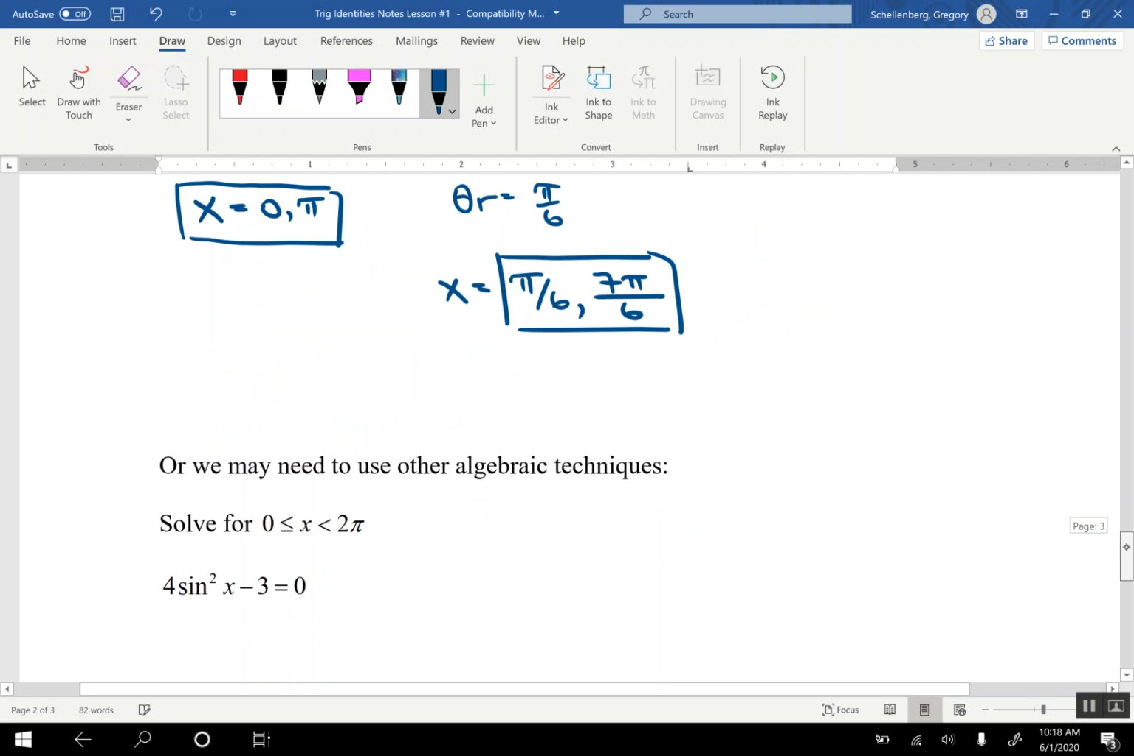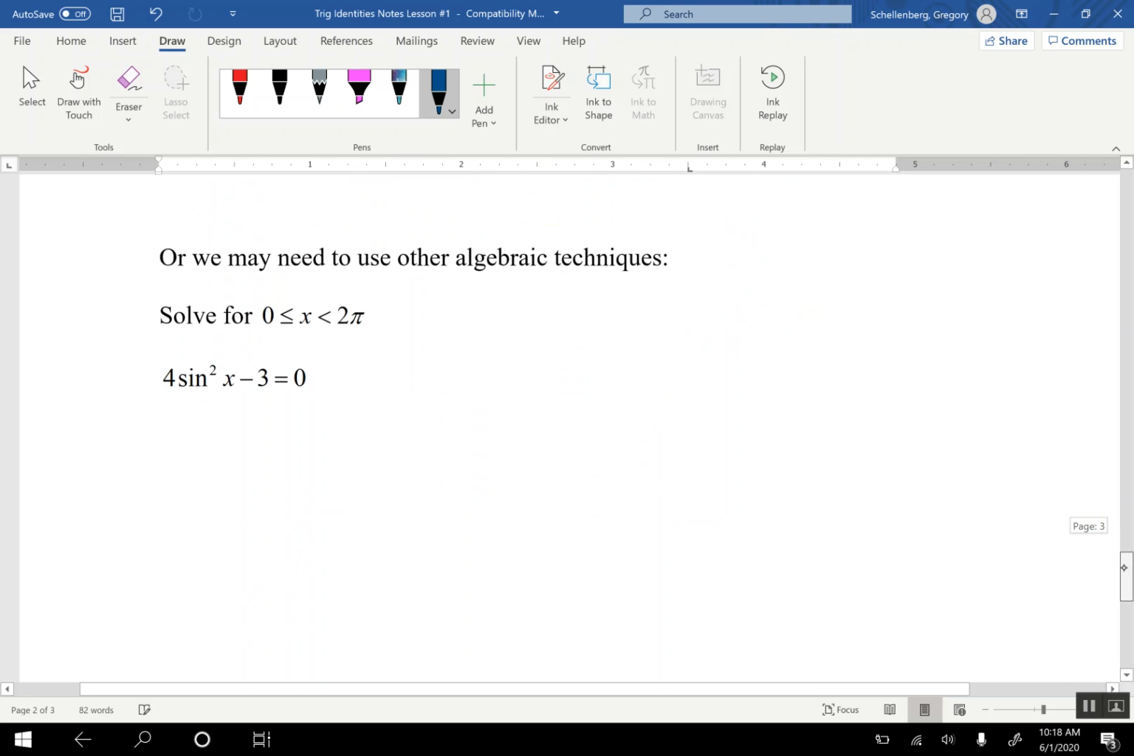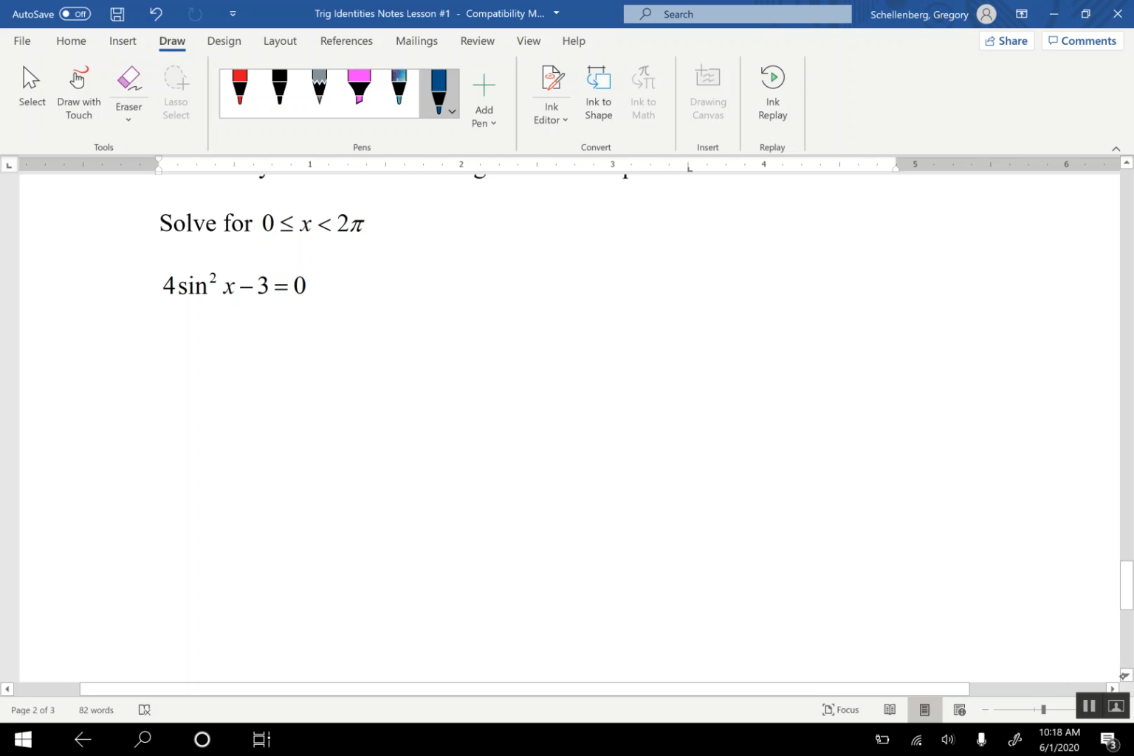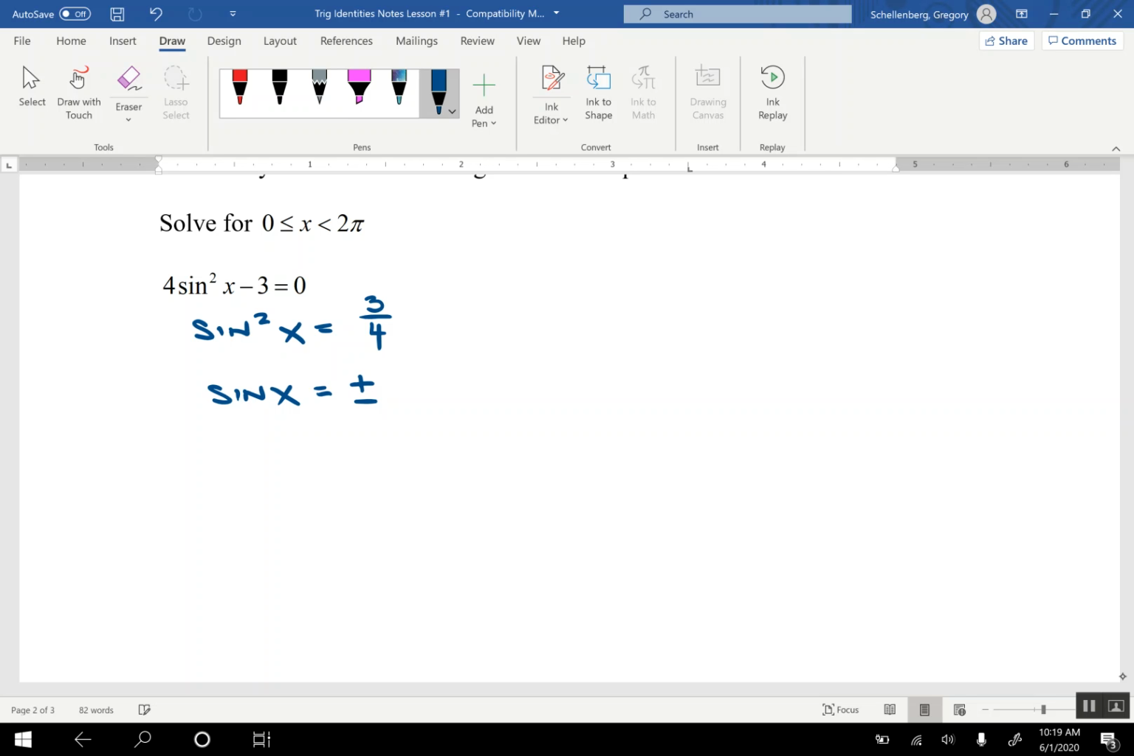Okay, and the last one here, so we may need to use other algebraic techniques. So let's look at this. 4 sine squared x minus 3 is equal to 0. We're looking to isolate x. So let's do this. Sine squared x is equal to 3 over 4. Okay, and if we take the square root of both sides, we're going to get this. The sine of x is equal to plus or minus the square root of 3 over 2.